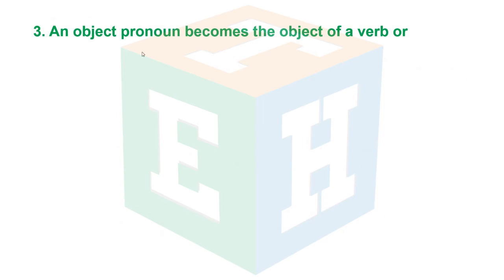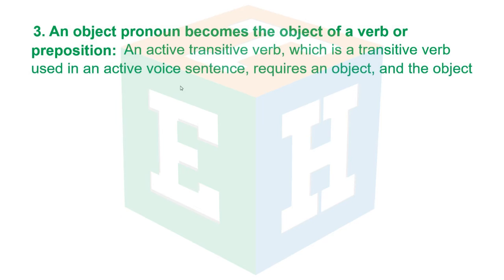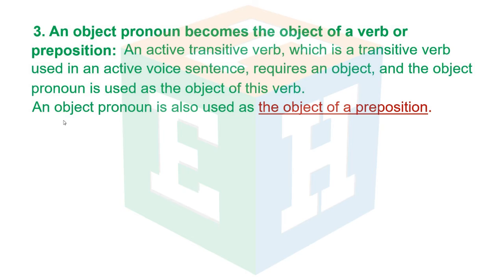Number 3, an object pronoun becomes the object of a verb or preposition. An active transitive verb, which is a transitive verb used in an active voice sentence, requires an object, and the object pronoun is used as the object of this verb. An object pronoun is also used as the object of a preposition. For example, John told me about him.